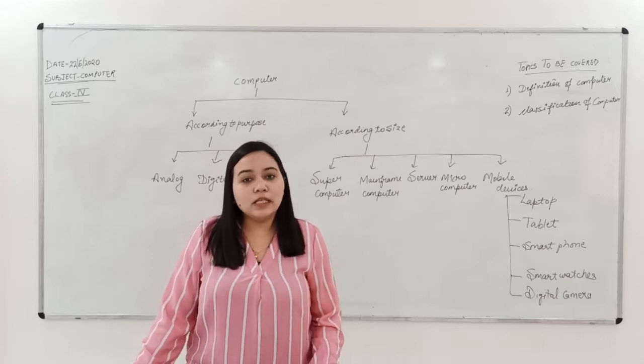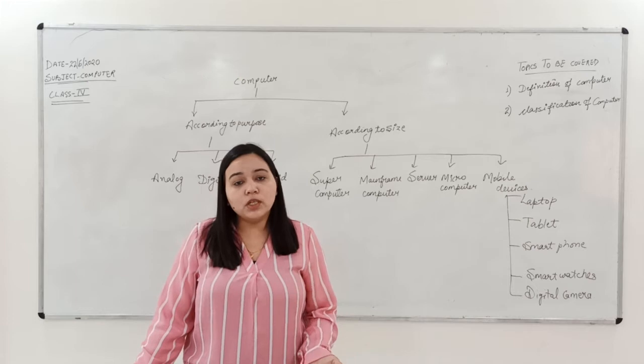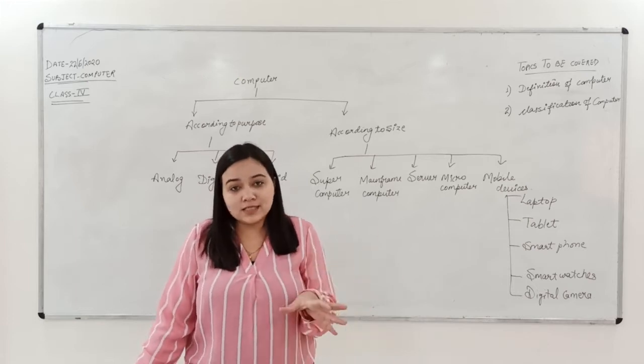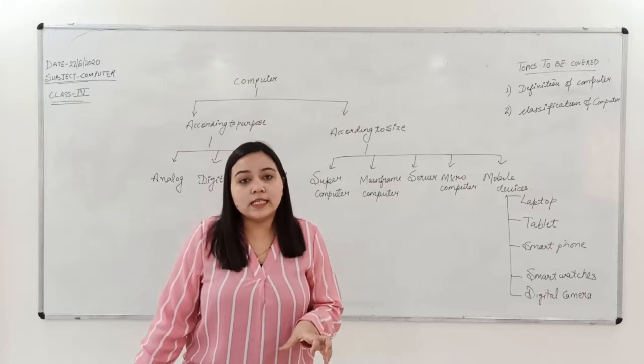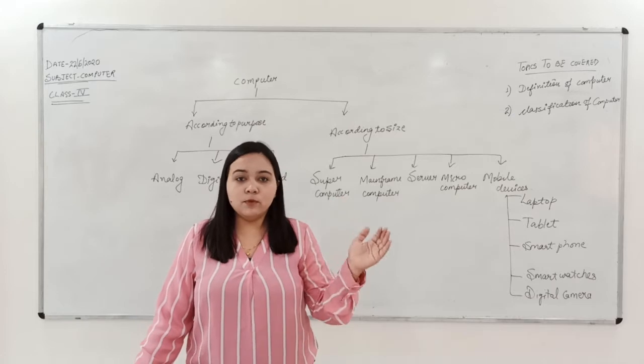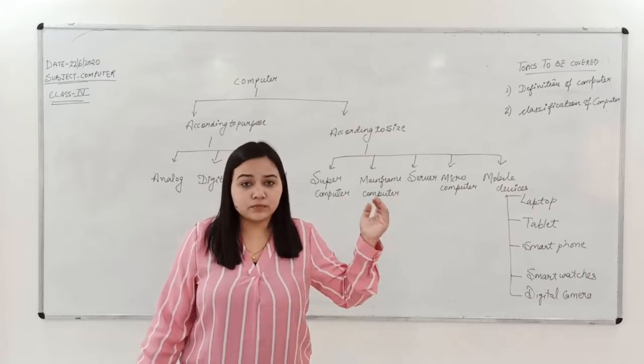You're already familiar with the working of a computer. You have to give instructions to the computer, and then the computer will take the instructions from you. It will process those instructions accordingly, and then it will give you the result. So this is the cycle: input, processing, and then output. So this is the definition of a computer.